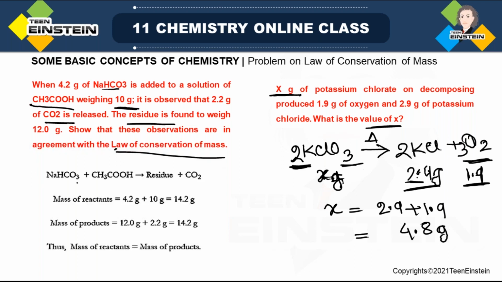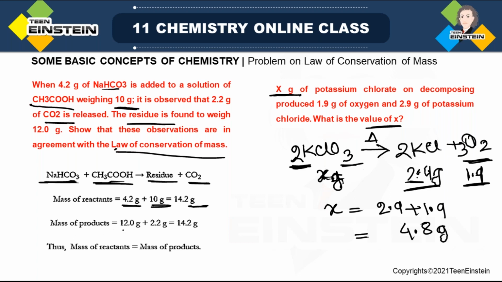So this is the reaction between bicarbonate and acetic acid. This is product and this is rest of the part. So mass of reactant as it is given, 4.2 is the mass of sodium bicarbonate. 10 gram is the mass of acetic acid. If you add it, it is 14.2.